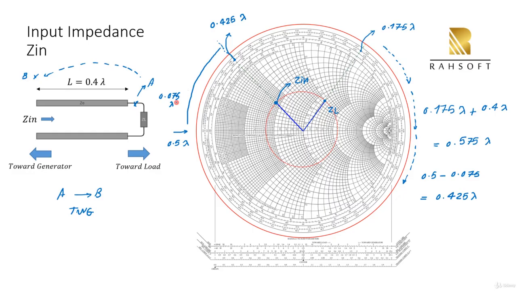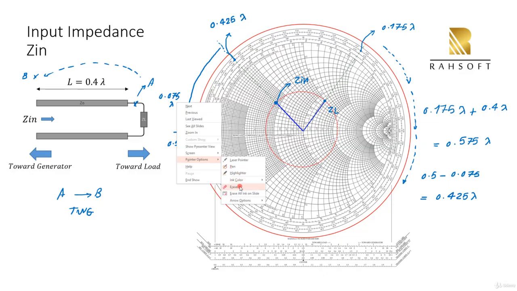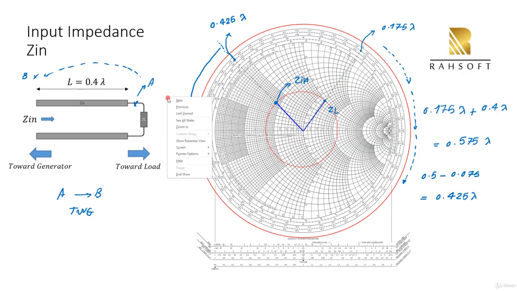I have 0.075. I can also put this there. So this is my 0.075 lambda. So this is my left portion here. I have to decrease it from 0.5, and finally I will reach my point, which is 0.425 lambda. And I'm going to draw a straight line from here to the center of the Smith chart, and then I have the length of the same line I had before, and this is going to be my Zin.